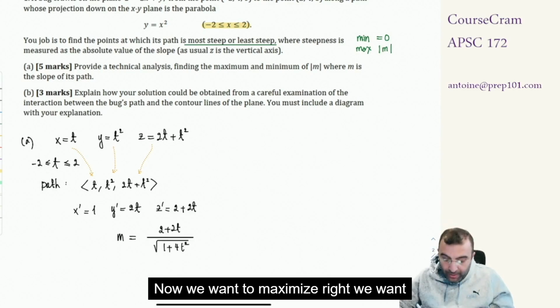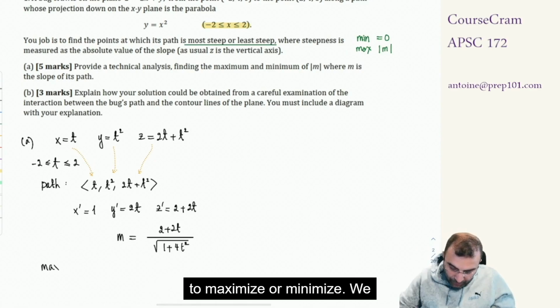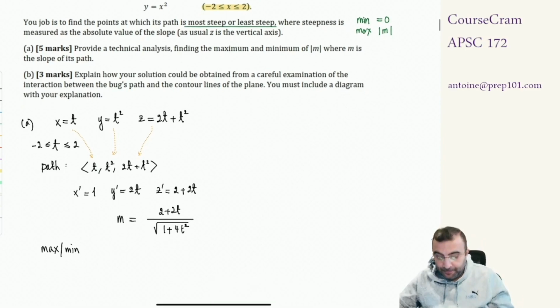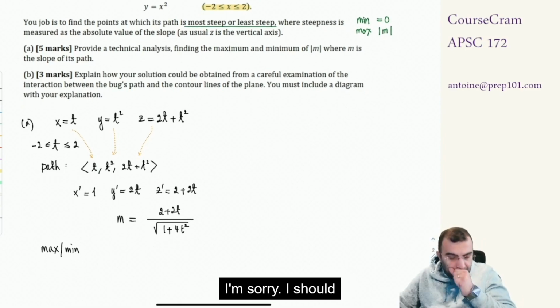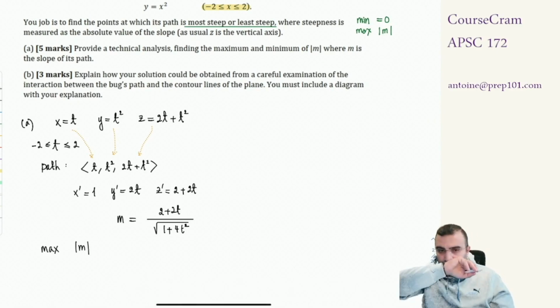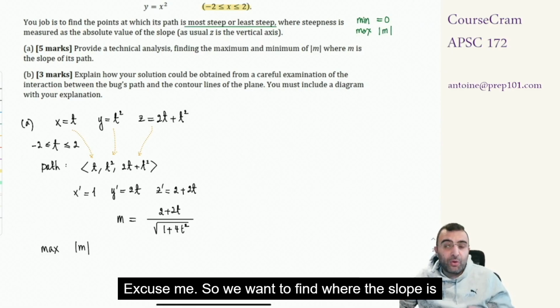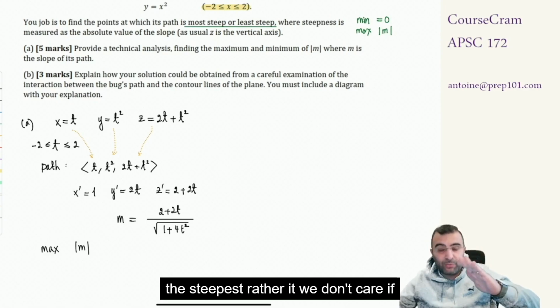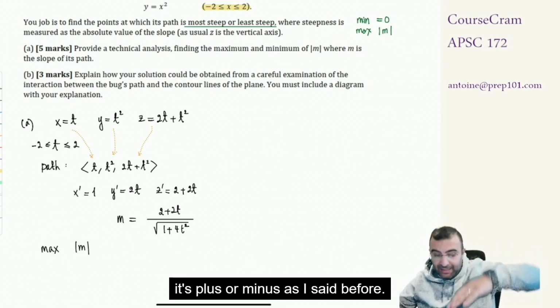Now, we want to maximize, right? We want to maximize or minimize. We don't care either way. I'm sorry, I should be clear. We want to maximize the absolute value of m. Excuse me. So we want to find where the slope is the steepest. Rather, we don't care if it's plus or minus, as I said before.